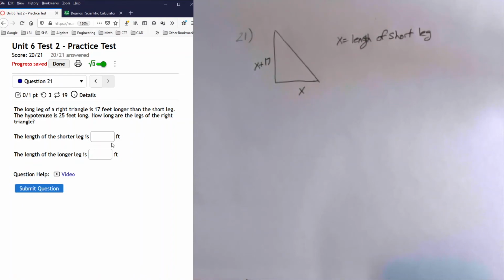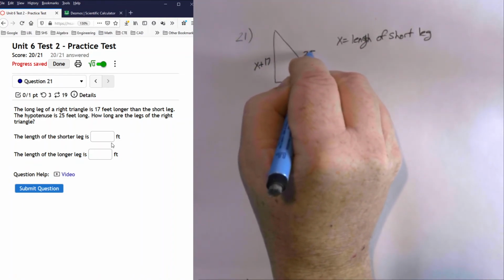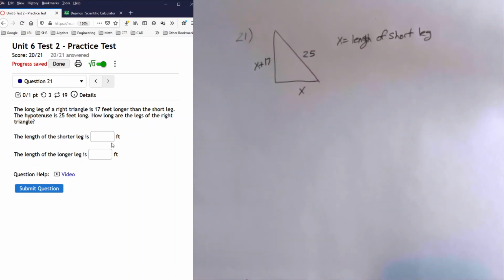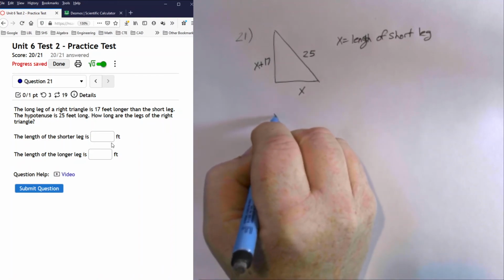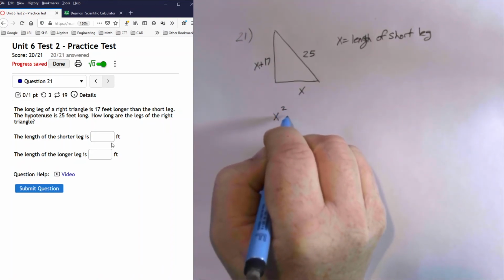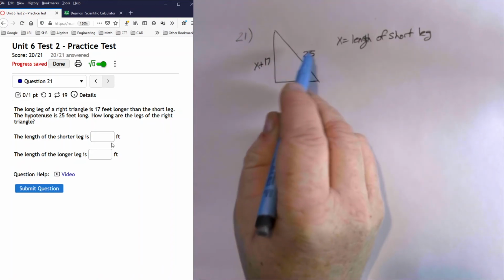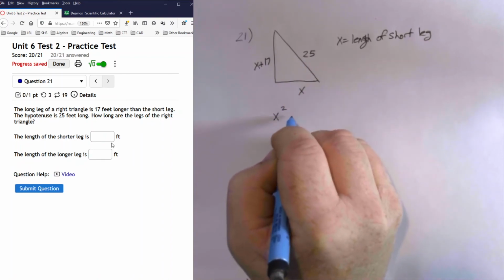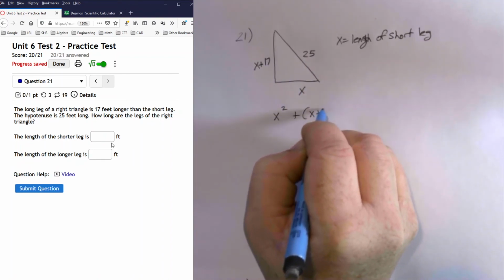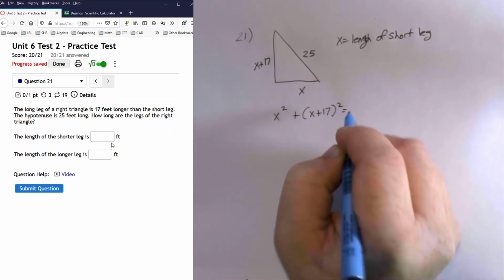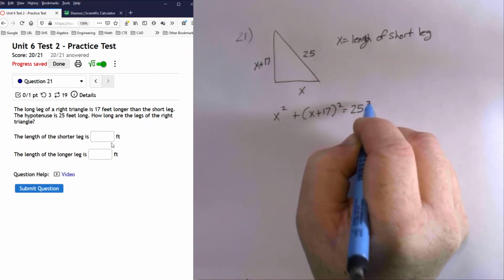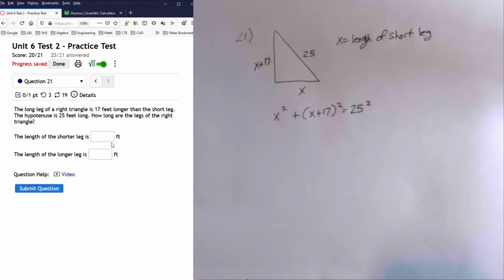And the hypotenuse is 25. Okay, so we use the Pythagorean theorem here. We know that a squared plus b squared equals c squared. So I got x squared plus x plus 17 squared is going to be 25 squared.